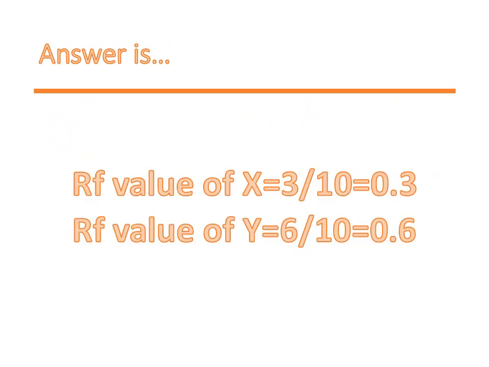So here, since X has travelled a distance of 3 cm and the solvent front has travelled a distance of 10 cm, the RF value of X is given as 3 upon 10, that is, distance travelled by X divided by distance travelled by the solvent front. In a similar way, the RF value of Y can be obtained as 0.6.